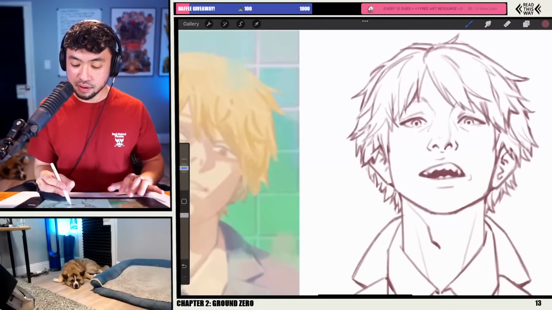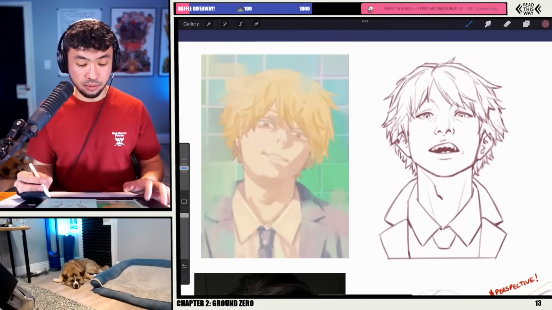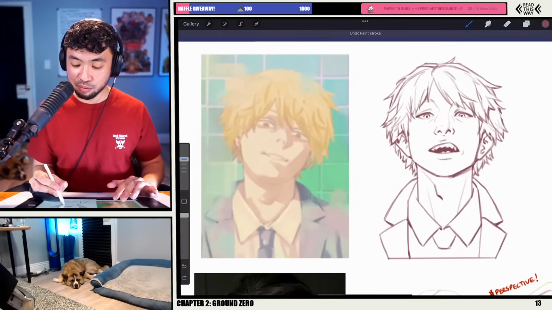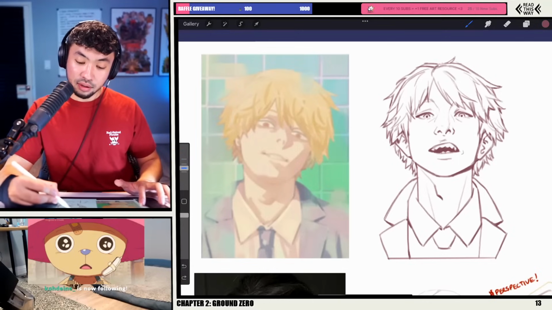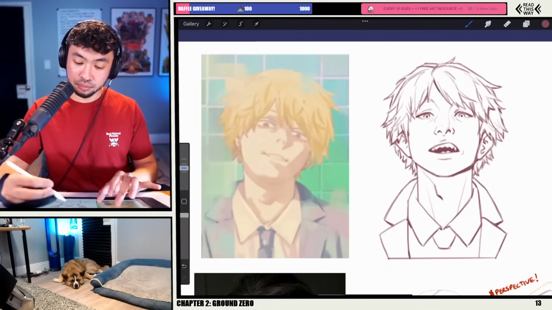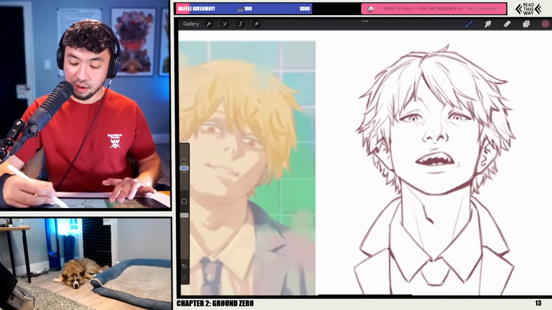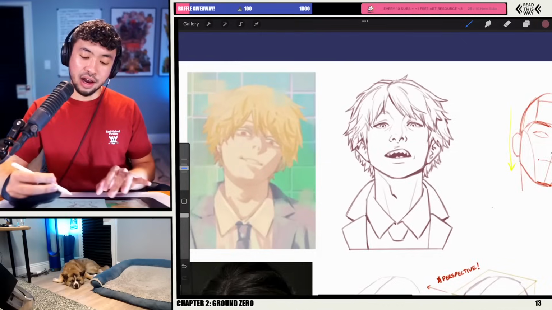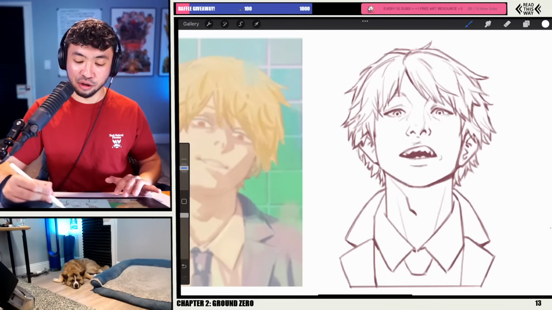But yeah, I would say this is my Denji drawing. Little rough around the edges, but for the most part pretty solid. Let me add some ambient occlusion to kind of really push it up a little bit there. What do you guys think? I don't usually draw characters like Denji. This is a very anime-esque style for sure.